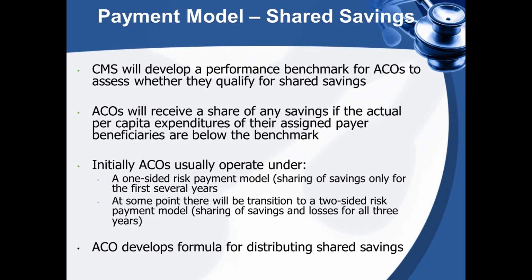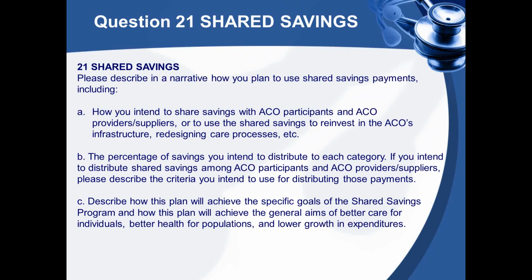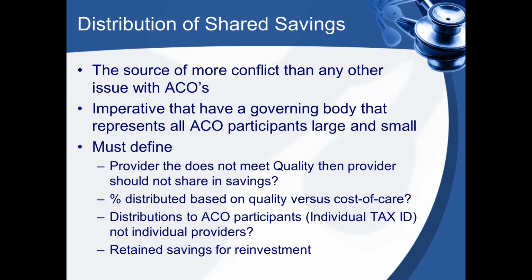And, of course, we're going to develop the formula for distributing the shared savings. And this is what's required on the application. As you see, it's very detailed, and this information had to already be provided when we send in the application. Now, distribution of shared savings is the biggest source of conflict, more than any other issue with ACOs. This is why it's imperative that you have a governing body that represents all the participants, large and small, because you're going to have to define things.